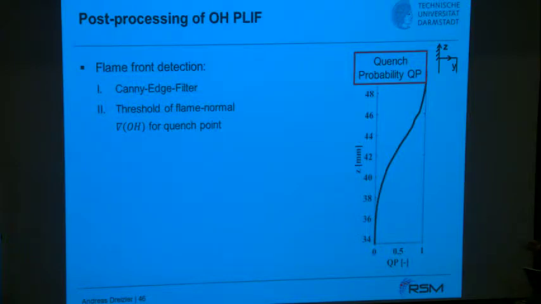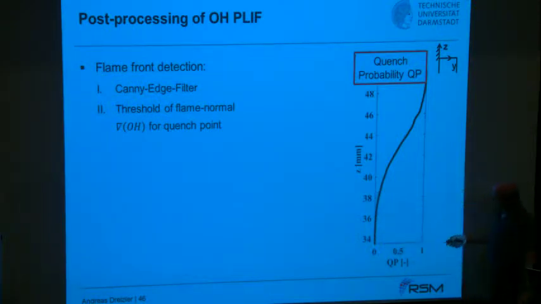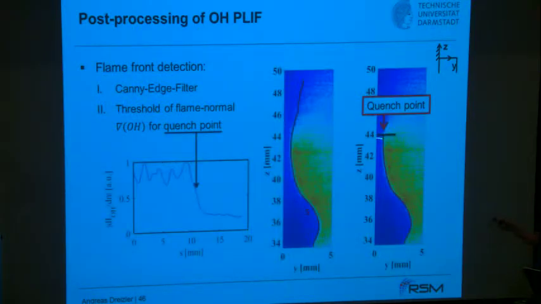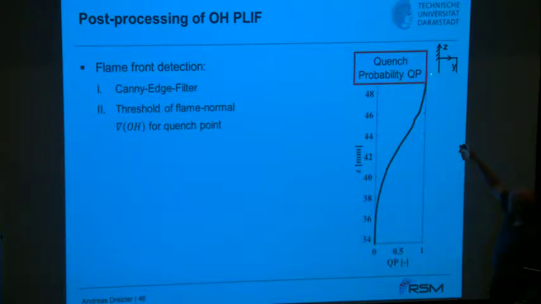Once you have done that, you can come up with a quenching probability. Now, this is shown for the turbulent case. You look at the quenching probability from 0 to 1 at a certain axial distance from the nozzle. At 34 millimeters, for example, you never observe a location where this criterion is fulfilled. That's why you have a quenching probability of 0. If you're far downstream, you would never find a flame. That's why the quenching probability is 1.